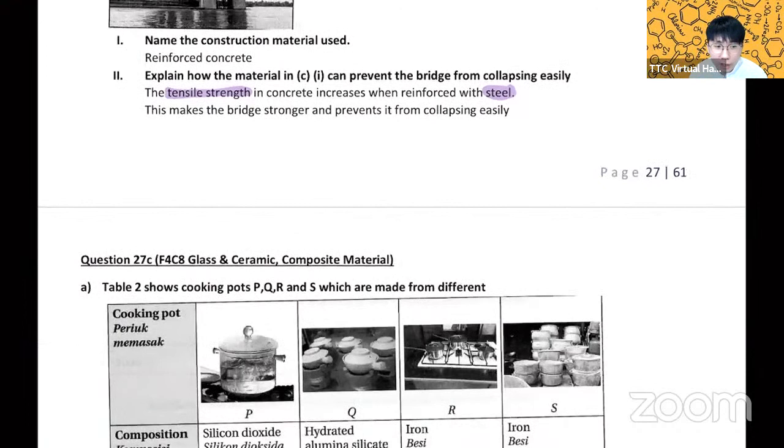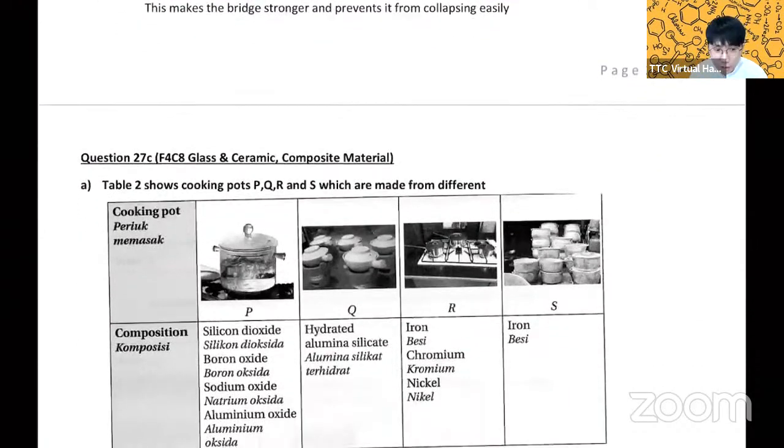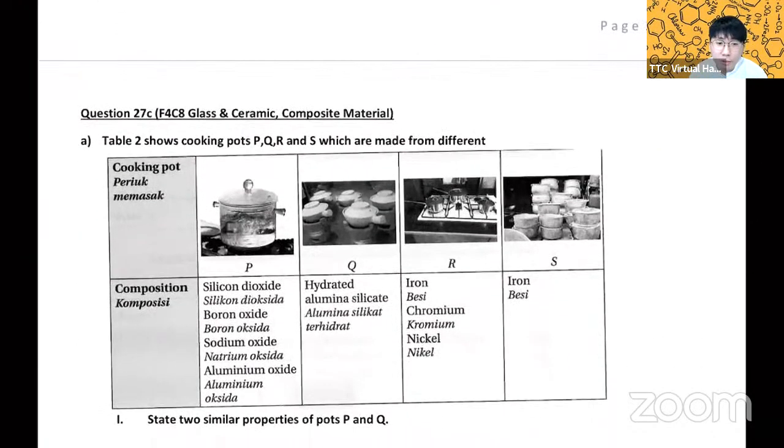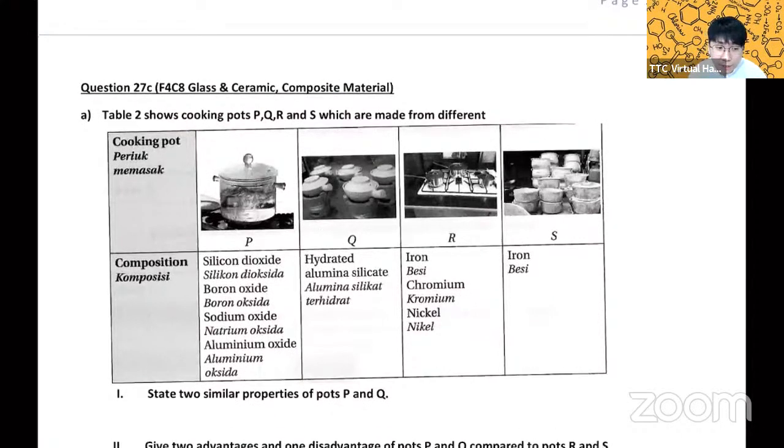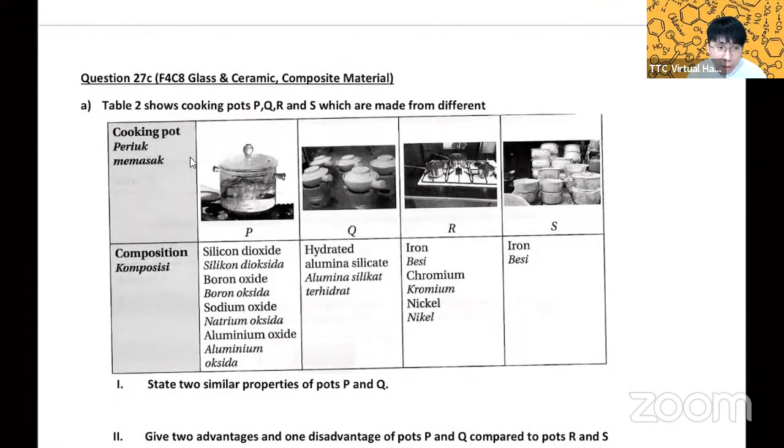Okay, now, moving on, we are still on the topic of composite materials. It might be some mixture of the chapter here. So we have cooking pots P, Q, R, S. We have silicon dioxide, boron oxide, sodium oxide, aluminum oxide, and then hydrated aluminum silicate. Basically, this is clay. Aluminosilicate is clay. You use clay to make ceramic pots. So you have iron with chromium with nickel.